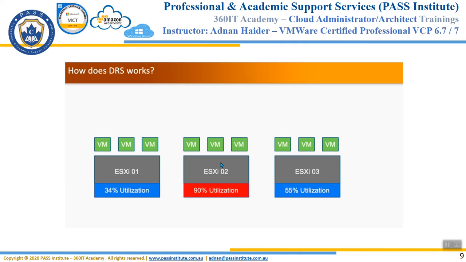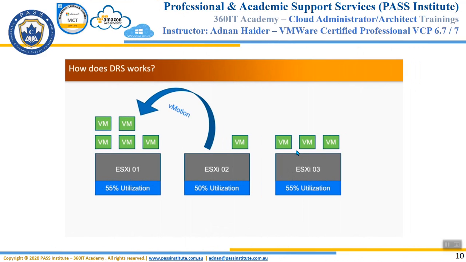In fully automated mode, DRS can take all the decisions that it needs to take whenever it needs to move VMs from here to here or from here to here. So DRS will take all the decisions. So these are the automation modes.